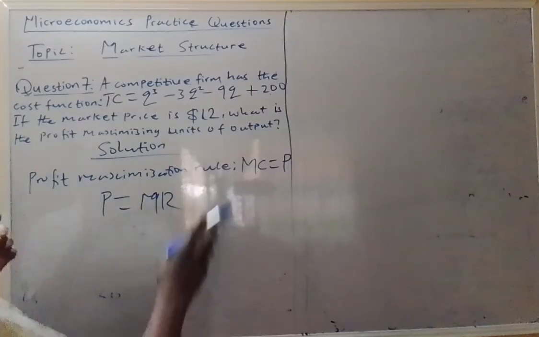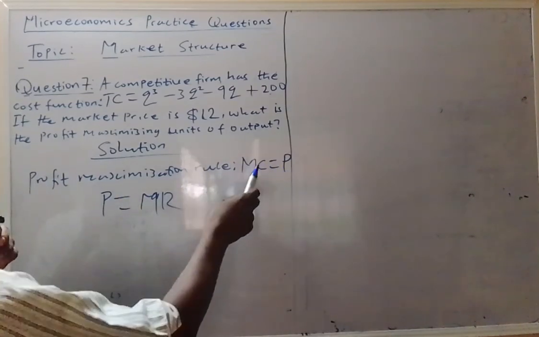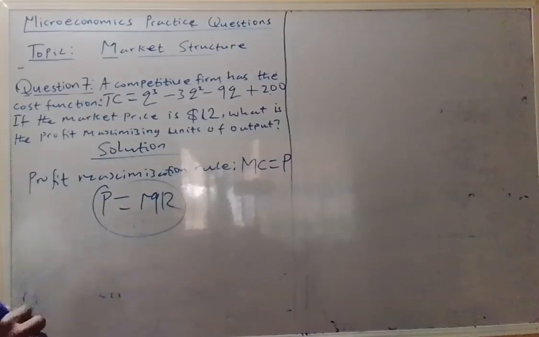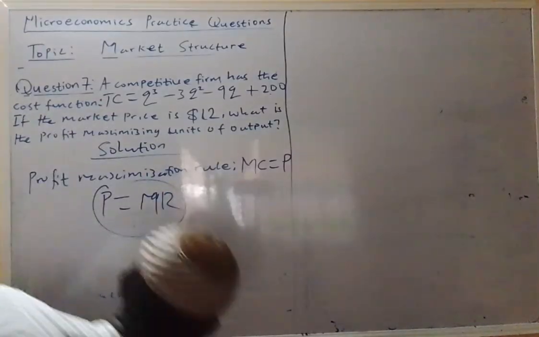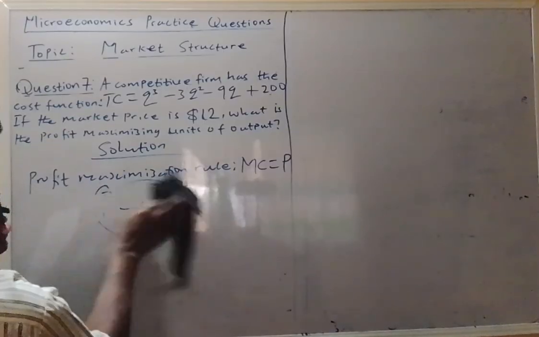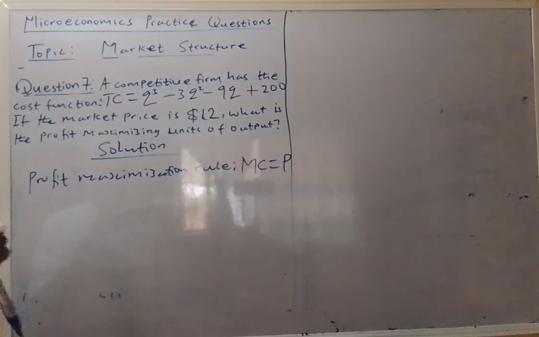Therefore, MC equals P is equivalent to MC equals MR, since P is equal to MR. So wherever you see MC equals P as the profit maximization rule in a perfect market, it's the same thing as saying MC equals MR, because P is equal to MR for a perfectly competitive firm.